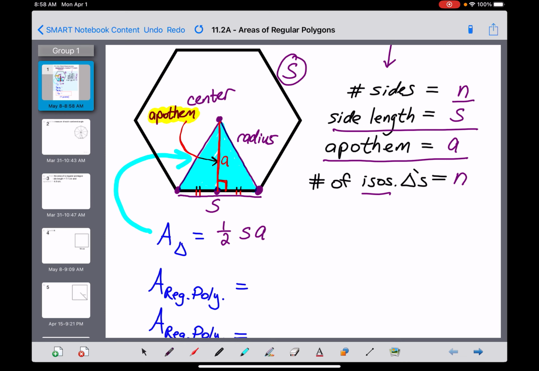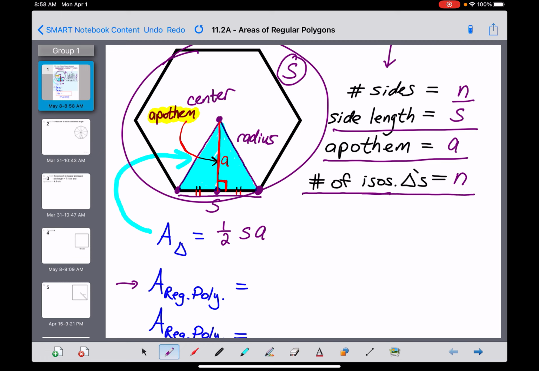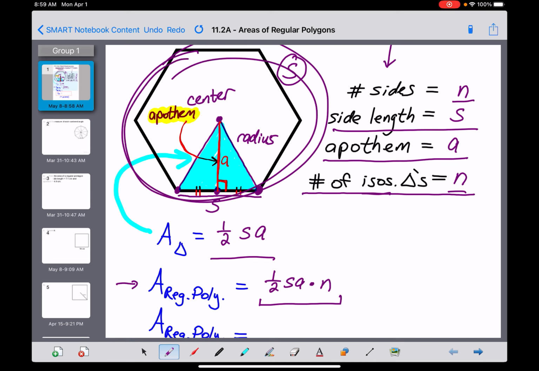So now, if we wanted to take that idea and figure out the area of the entire regular polygon, it's just a question of how many of those blue triangles we have. And we answered that question right here. We have n of them. So the area of the entire regular polygon would be 1/2 times S times A. That's the area of one triangle. And then we would multiply that by n, which is the number of triangles that we have. And this right here, guys, is really a formula for the area of the entire regular polygon. 1/2 times side length times apothem times the number of sides.